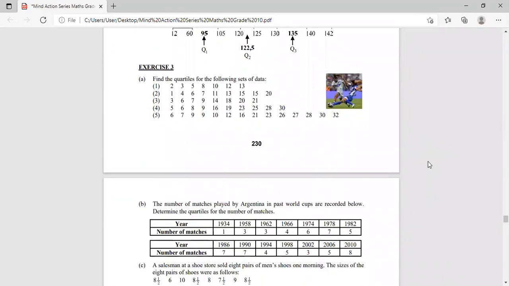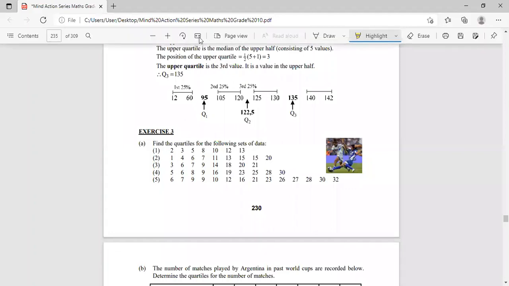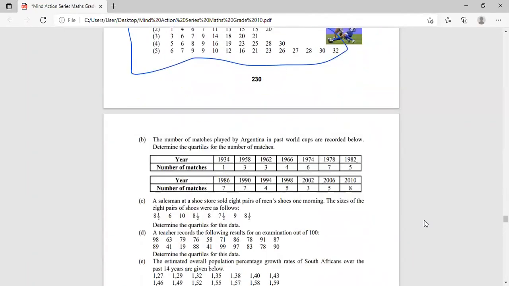So here is an exercise. I want you to do these on your own. These are the questions for you to do on your own, Exercise 3. We're not going to do them here. Okay, sharp.